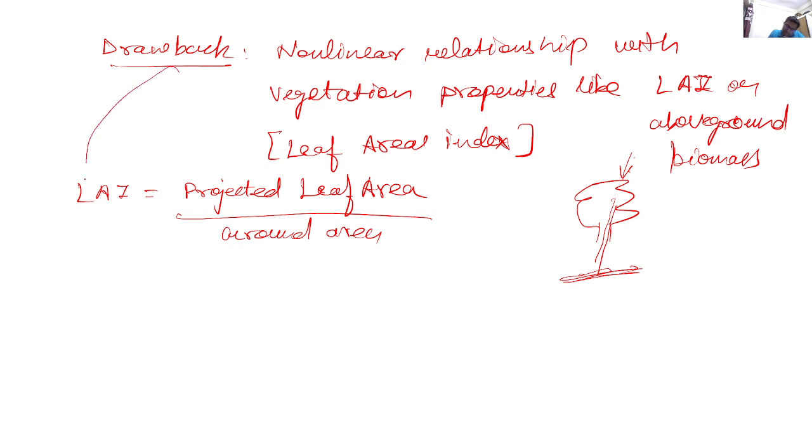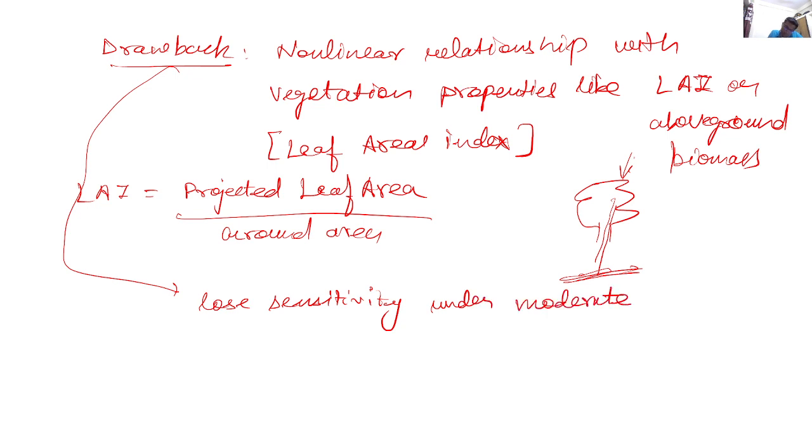Also, NDVI has another major drawback: it loses sensitivity under moderate to high biomass concentrations. It gets saturated at very high values actually. So that is the second major issue with NDVI.